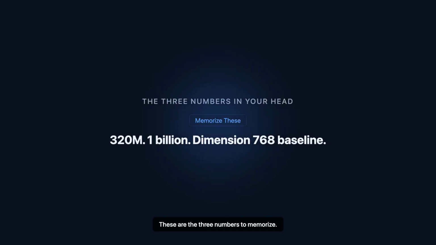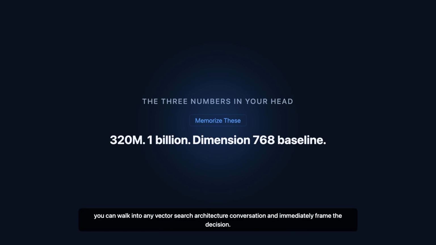These are the 3 numbers to memorize. 320 million is the standard endpoint ceiling. 1 billion is the storage optimized capacity. Dimension 768 is the baseline both of those numbers are quoted against. If you can hold those 3 in your head, you can walk into any vector search architecture conversation and immediately frame the decision.